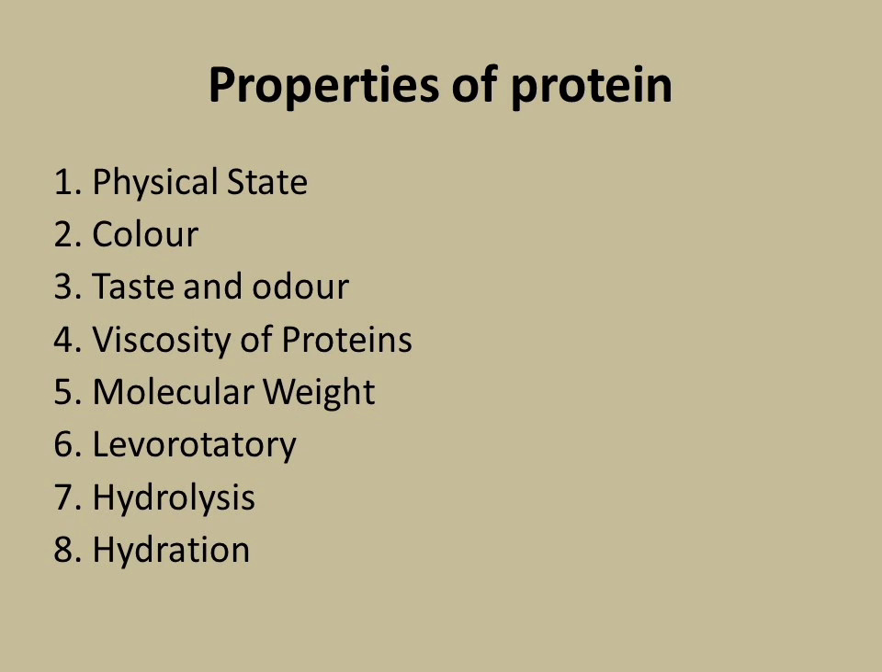Viscosity of proteins. Proteins are highly viscous in nature. Generally, fibrous proteins are more viscous than globular proteins. Fibrous protein, example, fibrinogen. Globular proteins, example, albumin.